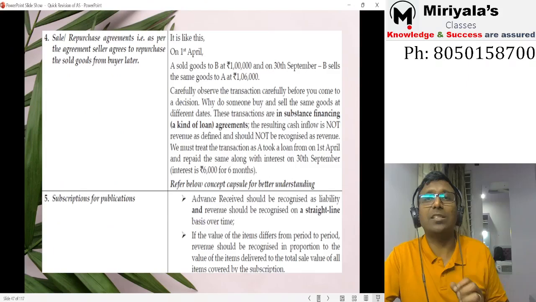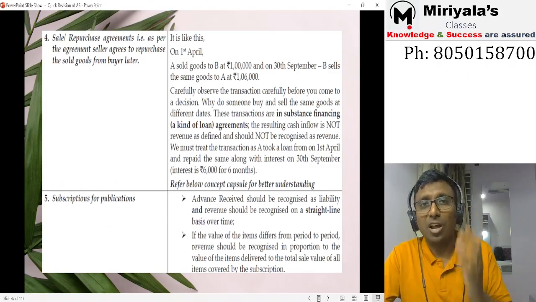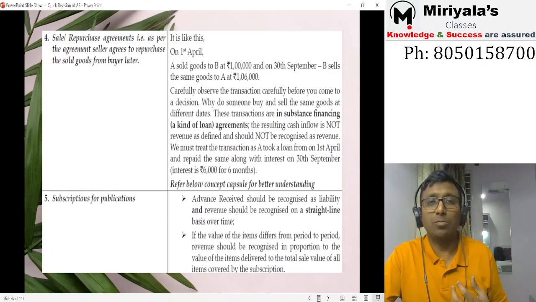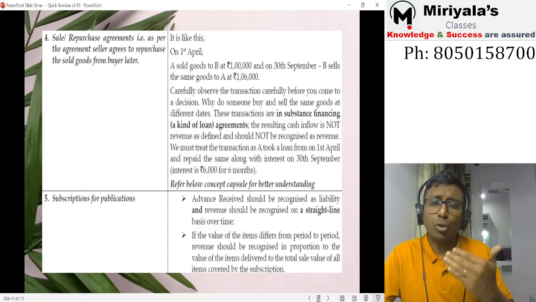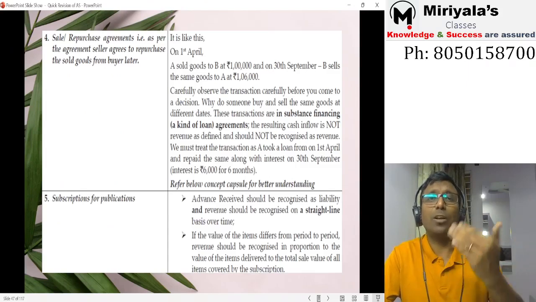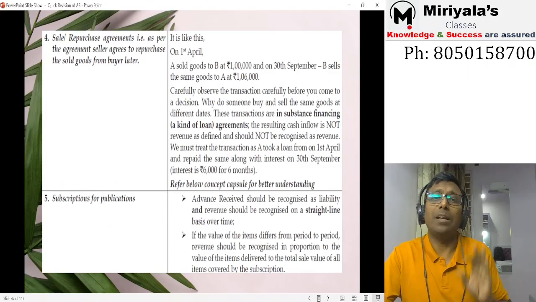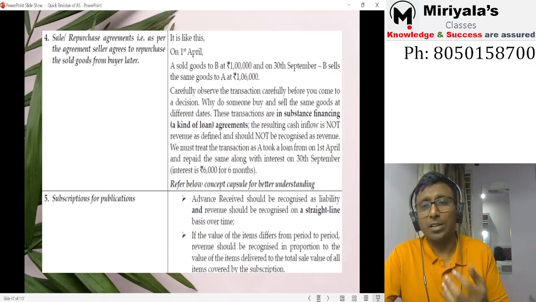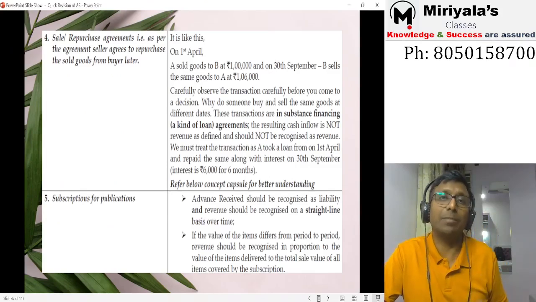Sale or repurchase agreement. If it is a repurchase agreement, correctly speaking, it is not a sale of goods, it is a finance arrangement. That's why it should not be taken as a sale of goods. It is like a loan given and the loan repayment. Such kind of accounting should take place. Subscription of publications is generally recognized on a straight line basis.